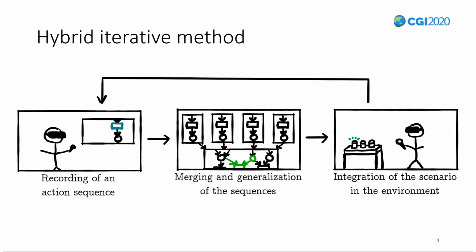To improve this, we propose a hybrid and iterative method. The first step of this method is to record the actions of the user in virtual reality, creating the observations, and several instances of the same procedure should be recorded. Then, the recorded sequences are merged and generalized using process mining to give a more complete scenario. And finally, the scenario is automatically integrated, giving the user the possibility of either stopping there or recording more variations for the generalization, giving the iterative part of the process.